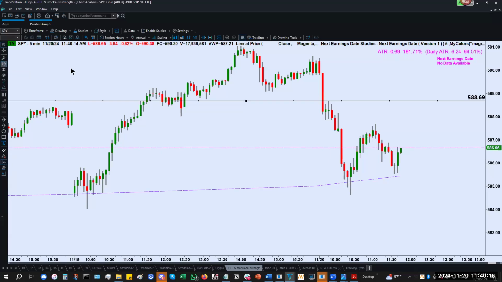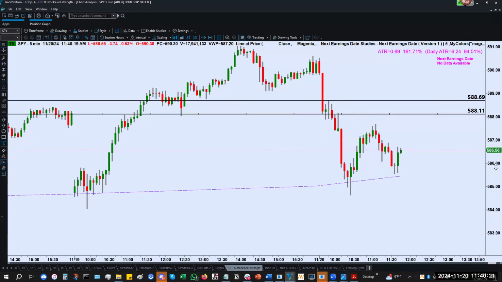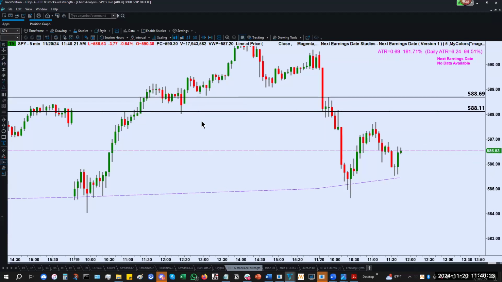So this is how we place our lines, and this is obviously part of how we teach all this stuff. But let's just say we would place our lines right there. That defines our area of supply. And this is where we would express a bearish trade. And so again, we're waiting for price to return to this region.